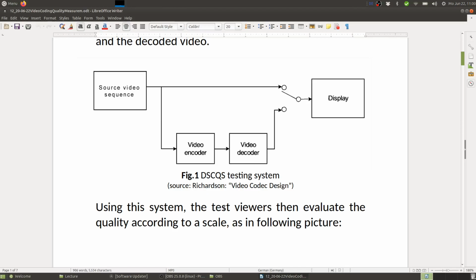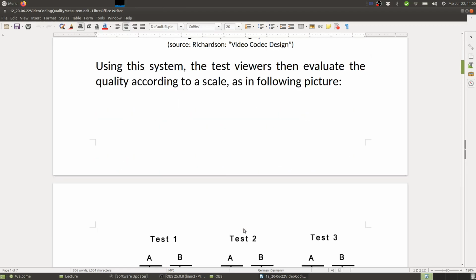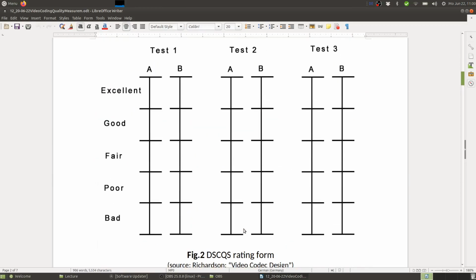So using this system, the test viewers then evaluate the quality according to a scale as in the following picture. Usually the test persons have this kind of scale where they can rate the performance of the two. And usually what is done is that it's not said which is the original and which is the decoded, but it's kept secret and in a random sequence. So they just have to rate two sequences. One of them is the original, and the other one is the decoded.